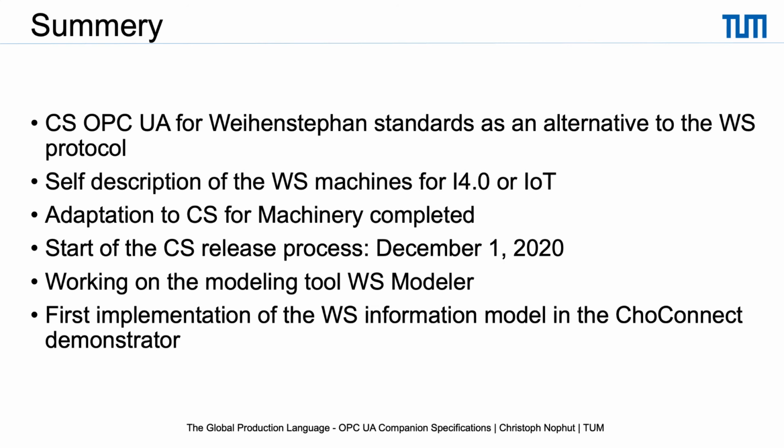We finished the adaptation of the companion specification for machinery, and we are going to start the release process of our companion specification in December of this year. As you saw, we are working on a modeling tool, the WS Modeler, to easily create information models for every Weihenstephaner Standards machine class. And we have done a first implementation of our information model with the ShowConnect showcase.